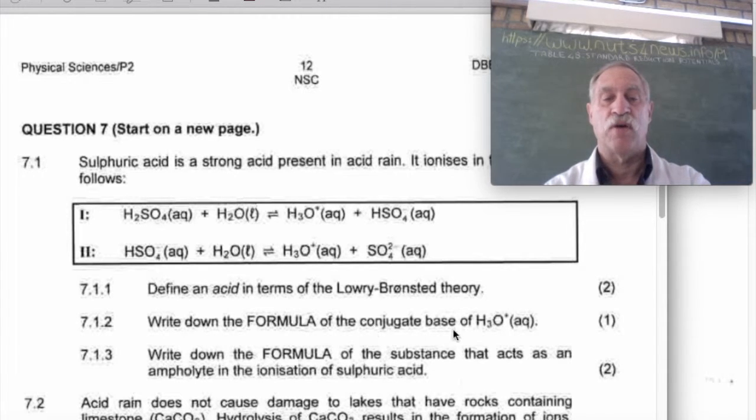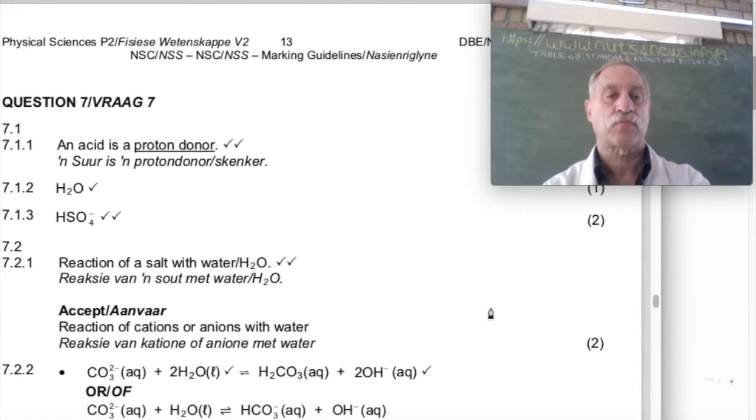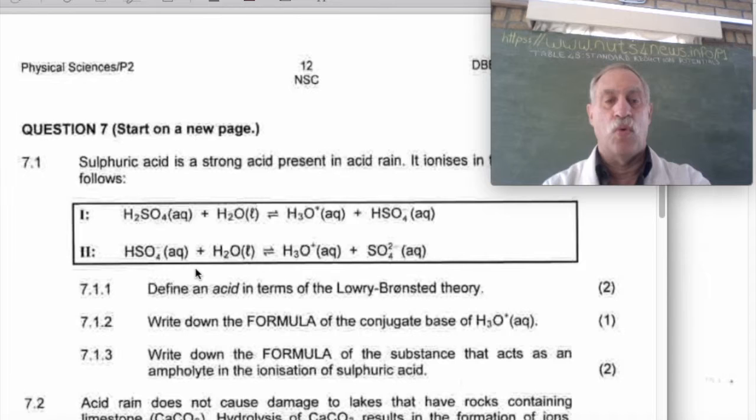Write down the formula of the conjugate base of H3O plus aqueous. Now let's suppose again you knew nothing, and the conjugate base is water, they say. I will say that there's certain questions you can just memorize the answer and you'll do okay. This is actually one where you need a little bit of help, and that's why I'm here to help you with this. So what is a conjugate base?